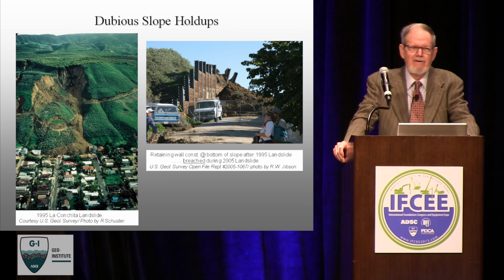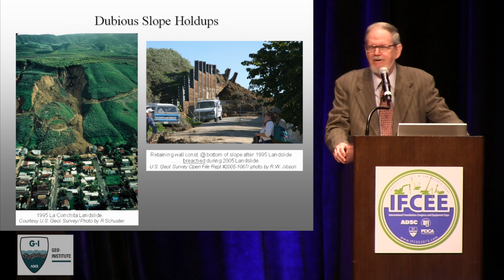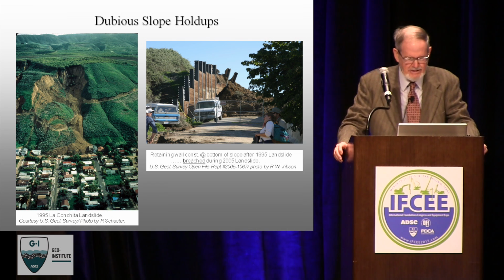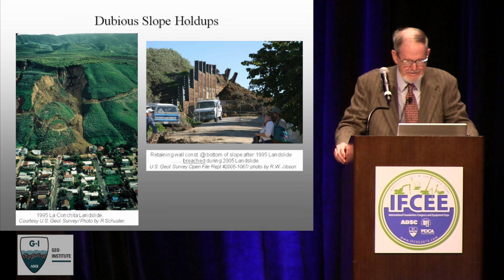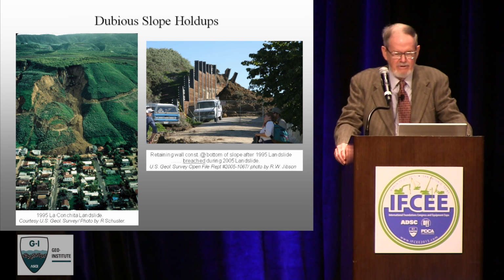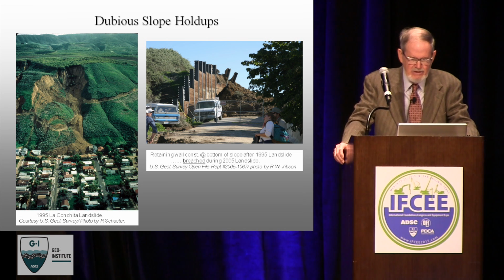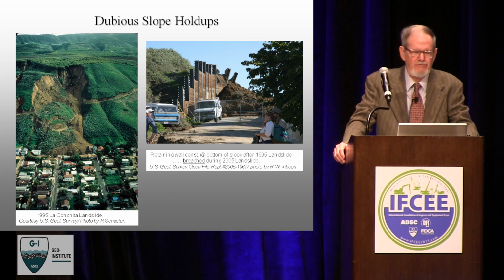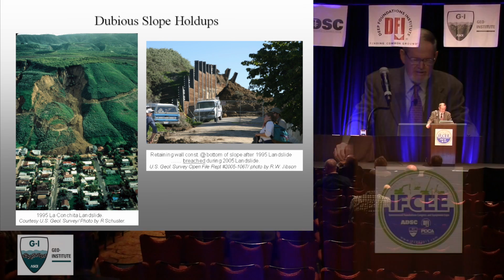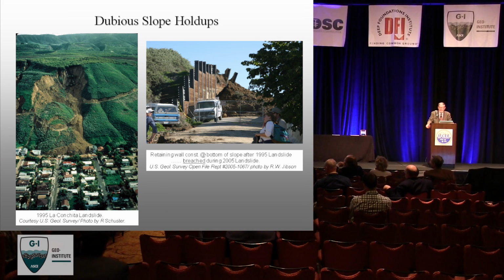This is the La Conchita landslide, which occurred in California. There were actually two slides, one in 95 and a second slide that occurred 10 years later. Deep-seated slope failures are not really amenable to biostabilization, and they can even pose a severe challenge to conventional stabilization techniques. And as I've suggested, in some cases, avoidance and relocation may be the best solution.